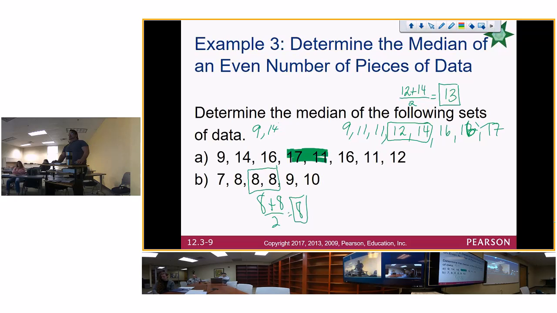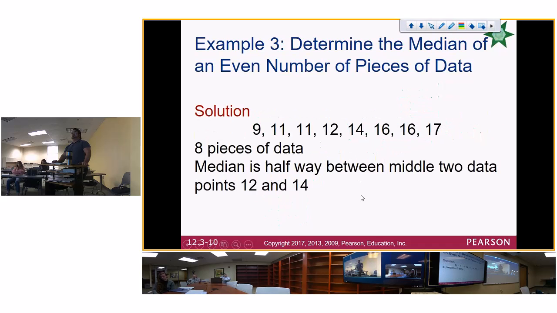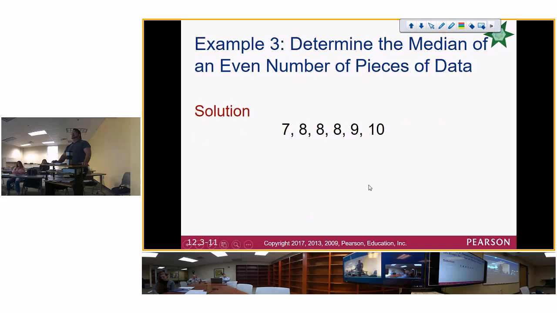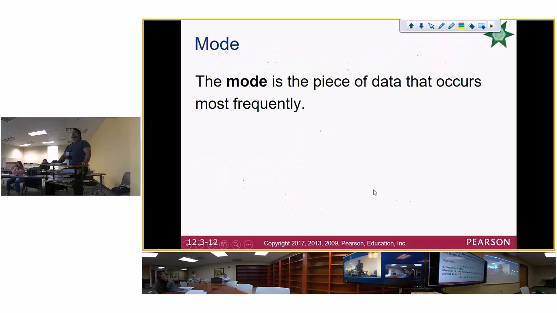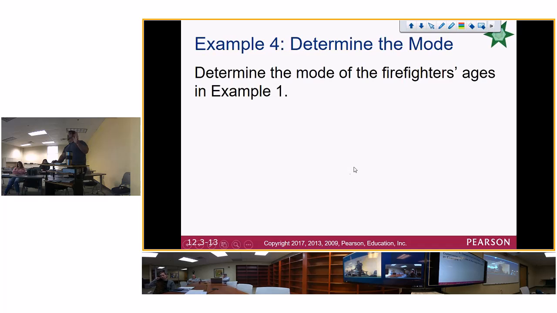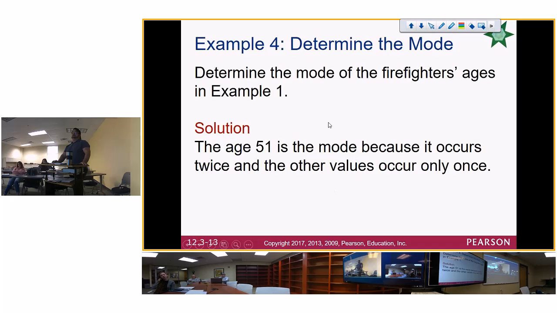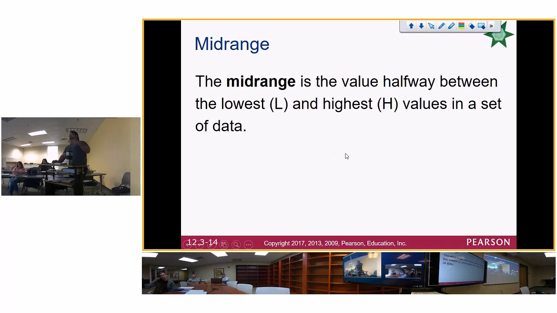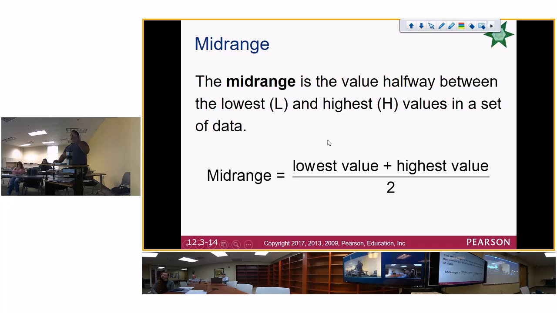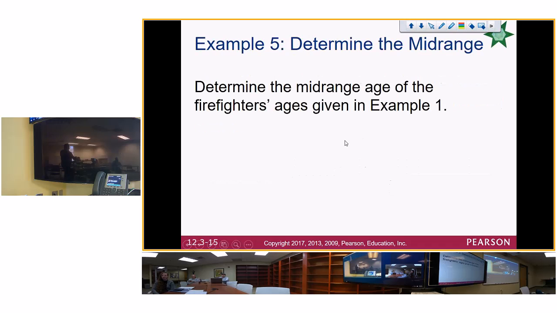So I'm just going to try to show you that this section is pretty much, there's that, and there's that. The mode shows up the what? And you can have more than one mode. You can have a bimodal, you can have trimodal or polymodal, which means more than one. Okay? And there's the mid-range, the highest minus the what? Lowest. And then there's the plus divided by 2 is plus divided by 2. And then the range is highest minus the lowest.